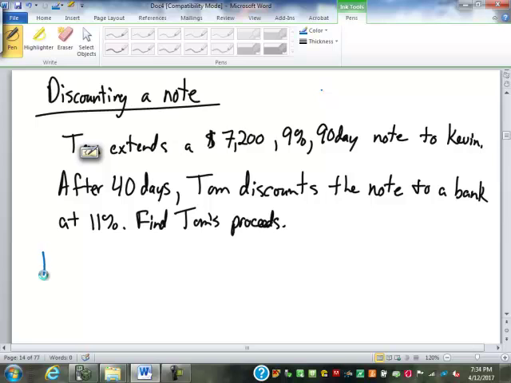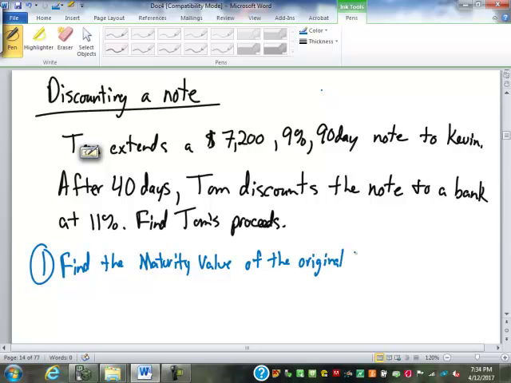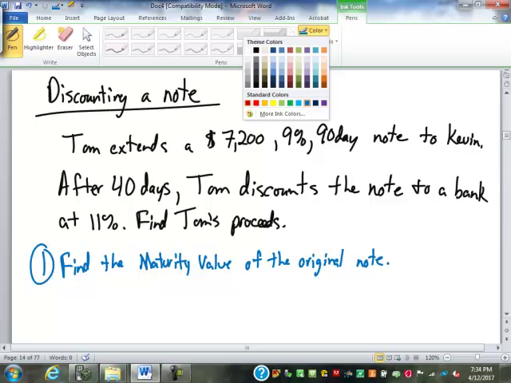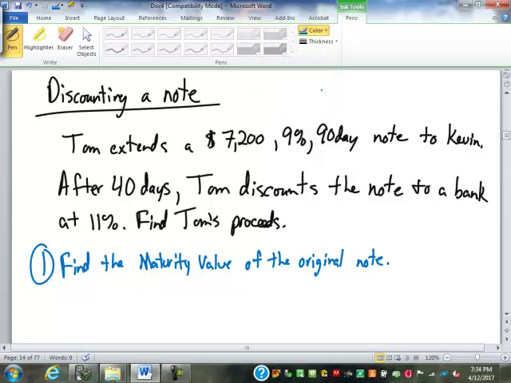So our step one deals with finding the maturity value of the original note. We have to know what is going to be the face value of that discount note to the bank. So to do that, we find the maturity value of the original note. So we're going to find the interest on that original note.